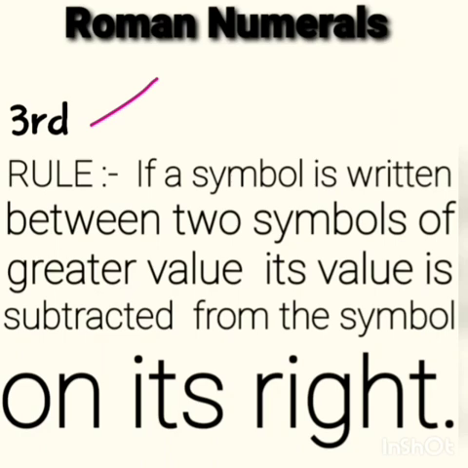It means if two larger numbers are written and in between them a smaller number is written, then what will we do? We will subtract from the last number, not from the first number, because this is the rule that if the smaller number is written before a number, then we will subtract from the next number, not from the very first number.